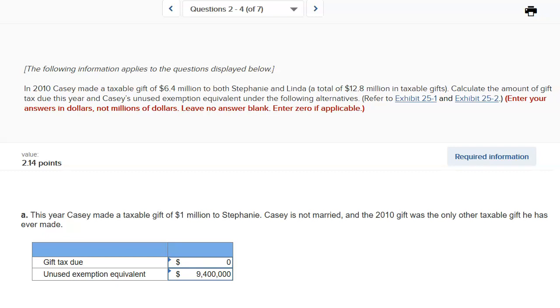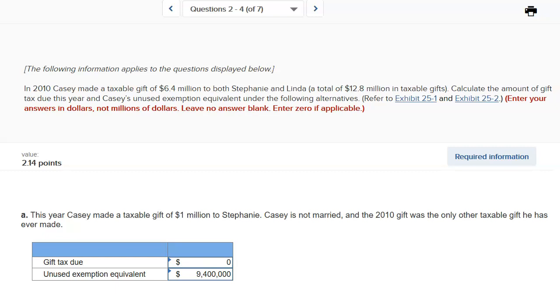Let's take a look at this gift tax situation. All right, I'll read the problem. You can see it on the screen there. In 2010, Casey made a taxable gift, $6.4 million, to both Stephanie and Linda, a total of $12.8 million in taxable gifts. And you are asked to calculate the amount of gift tax due this year and Casey's unused exemption equivalents under the following alternatives, and we've got two exhibits.